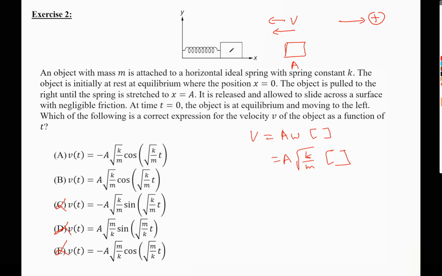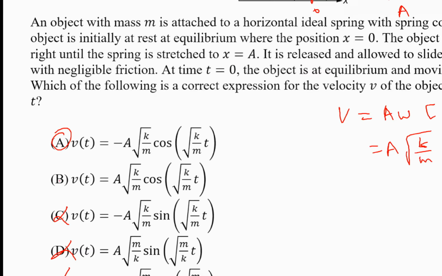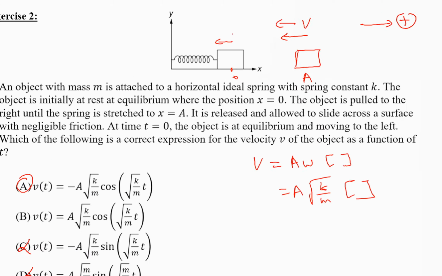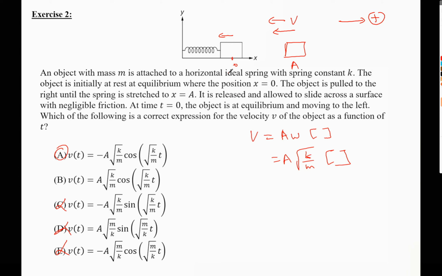Why? Because at t equal to 0, our direction of motion is to the left. And the only function that gives us a maximum negative value would be choice A. Choice B would be wrong. Why? Although it gives us the maximum velocity, which is the square root k over m, that would be when the block reaches the left end, it's passing through the origin again in the positive direction. So A is the correct answer.